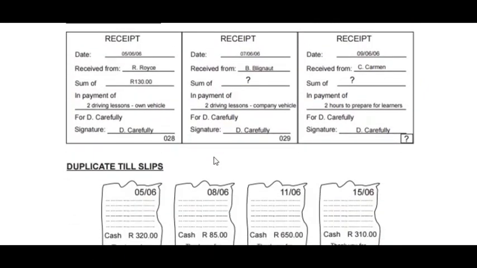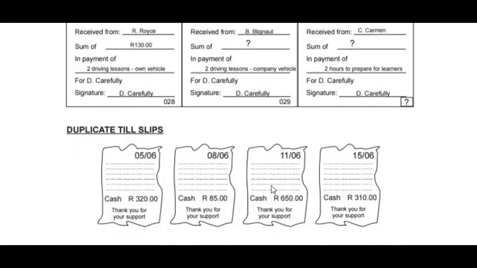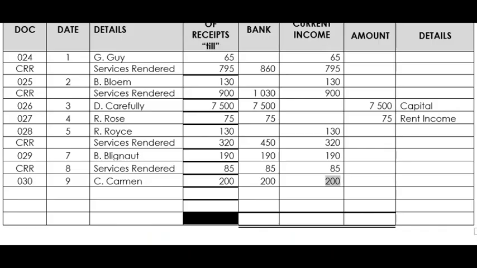Then we only have these last 2 till slips left, one on the 11th for 650 Rand. So we go and we say a till slip is CRR. On the 11th, you write services rendered 650. It's the only transaction for the day, so draw your line, put the money in bank, and put it in current income because we rendered a service.